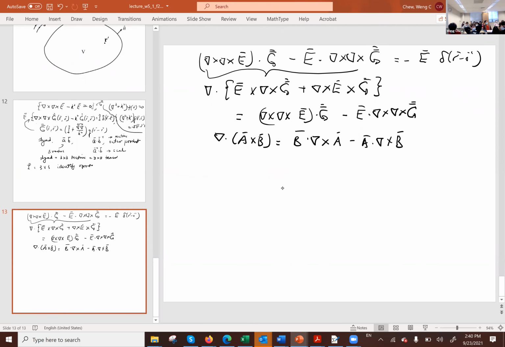And then you can prove this identity, and this identity is very similar to the identity that we had for the scalar Green function, except that everything becomes dyadic and vector, and then things become more complicated in terms of having to do this Huygens process. But conceptually, they're the same.